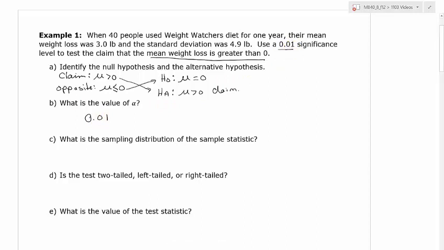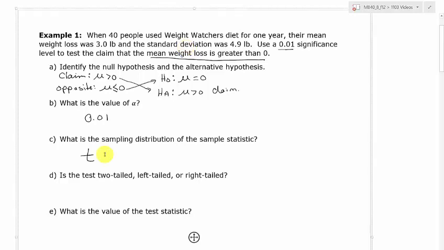What is the sampling distribution of the sample statistic? Whenever you're testing a mean, it's going to be the t-distribution when you're taking a sample. If you're told that you know what sigma is, then you would use z, but again, we're not told that we have the population standard deviation. We have a sample standard deviation. If it's a population standard deviation, they will specify that it's from a population, or they will actually use the symbol sigma to denote that.